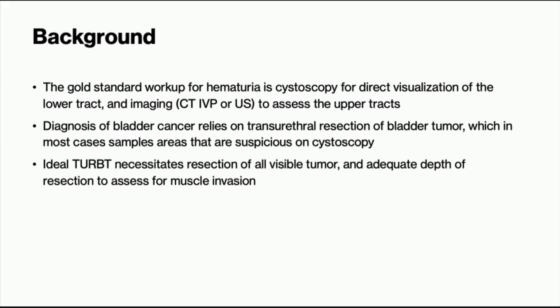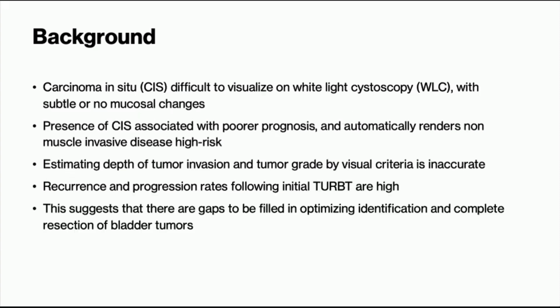And in most cases, that requires you to actually identify something suspicious on cystoscopy when they first come in. When you do eventually bring them to the OR, an adequate TURBT requires that you resect all the visible tumor, but that you also adequately resect to muscle so that you're able to assess your muscle invasion. But this is quite challenging sometimes because patients can have carcinoma in situ, which can be extremely difficult to visualize on white light. Sometimes they have very subtle mucosal changes, if any at all. And ironically, having CIS in particular is associated with a poor prognosis and automatically makes you high risk.